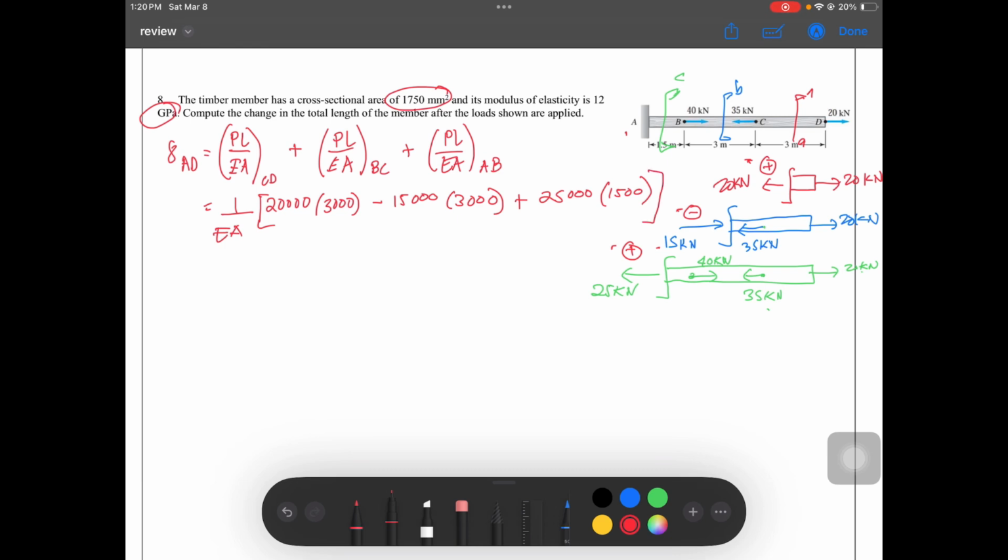Okay, so, substitute E. E is 12 GPa. So, in MPa, that is 12,000 MPa. Para uniform units, dahil ito is in Newton, this one is in mm. So, ang ating MPa is in Newton per mm squared. So, what is our area? Uniform area tayo, which is this one, 1750 mm squared. So, doing the operation, it's 2.5 mm. That is the total deformation.